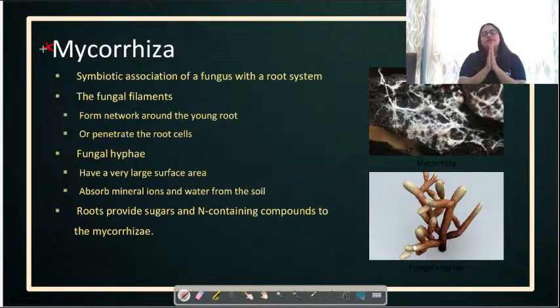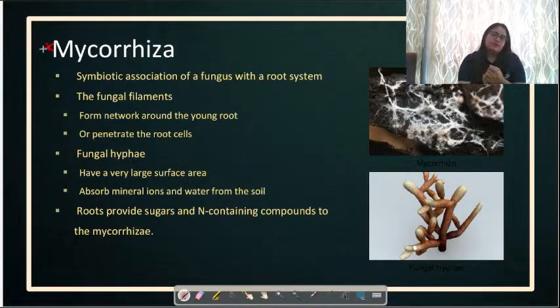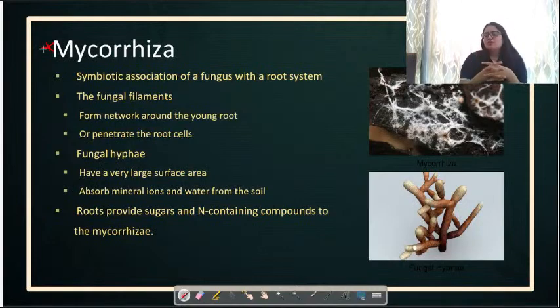Now listen to this carefully students. There are some plants in which a special association, a special relationship, a symbiotic relationship exists in the root system along with the fungi. Such a symbiotic or mutualistic relationship that exists between the root system and fungi is known as mycorrhiza.